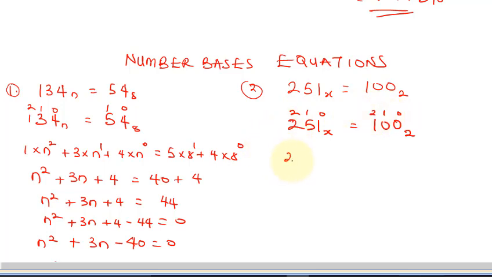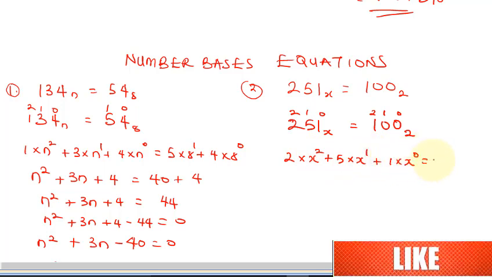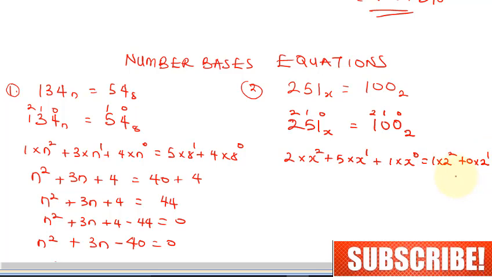So this is going to be 2 times x to the power 2 plus 5 times x to the power 1 plus 1 times x to the power 0 is equal to 1 times 2 to the power 2 plus 0 times 2 to the power 1.